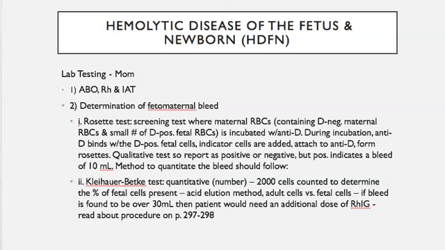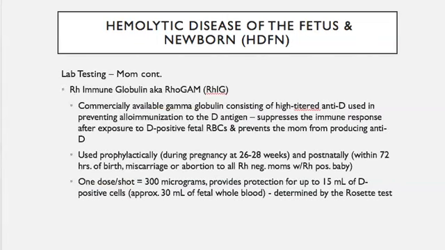The method to quantitate the bleed is called the Kleihauer-Betke test. That's what we would follow up a positive rosette test with. In the Kleihauer-Betke test, 2,000 cells are counted to determine the percentage of fetal cells that are present. This is an acid elution method, so you're comparing adult cells to fetal cells. If the bleed is found to be over 30 mLs, then the patient would need an additional dose of RhoGAM.